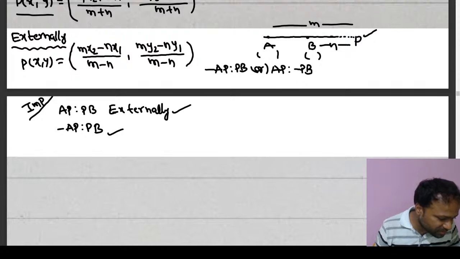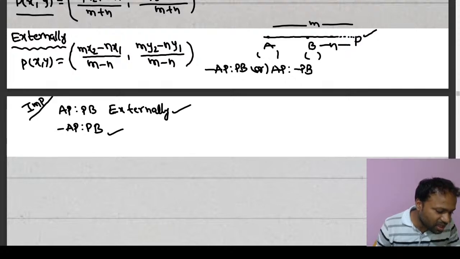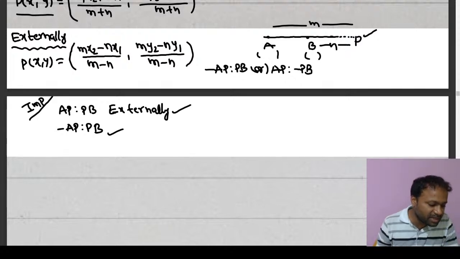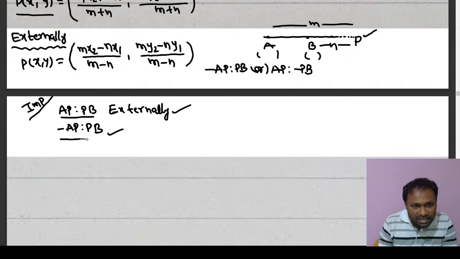Okay, in the exam, how are they going to ask the question on this? I will give some examples, and based on that we can see which one is correct. Plenty of examples are there. AP is to PB externally, minus AP is to PB, both represent the same answer. Don't get confused. This is external point, internal point.